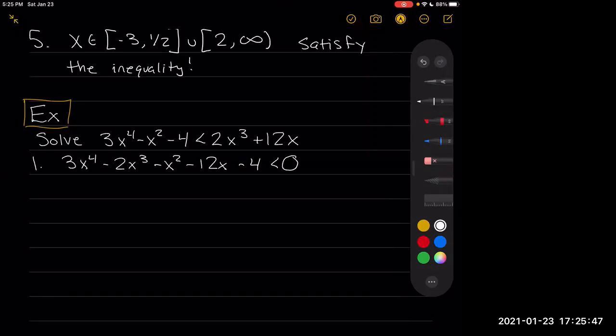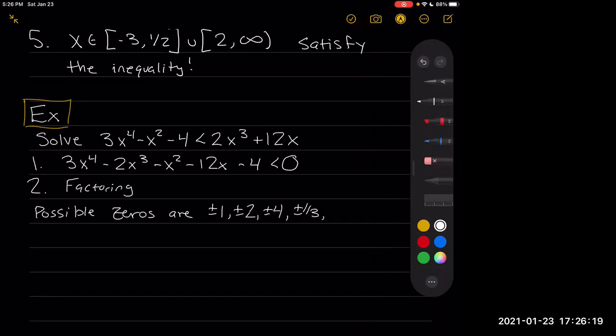So for 2, I'm actually going to show the steps on how to factor this one for a bit of review. So let's put factoring. So the possible zeros, and this is from our rational zeros theorem, are plus or minus 1, plus or minus 2, plus or minus 4, plus or minus 1/3, plus or minus 2/3, and plus or minus 4/3.